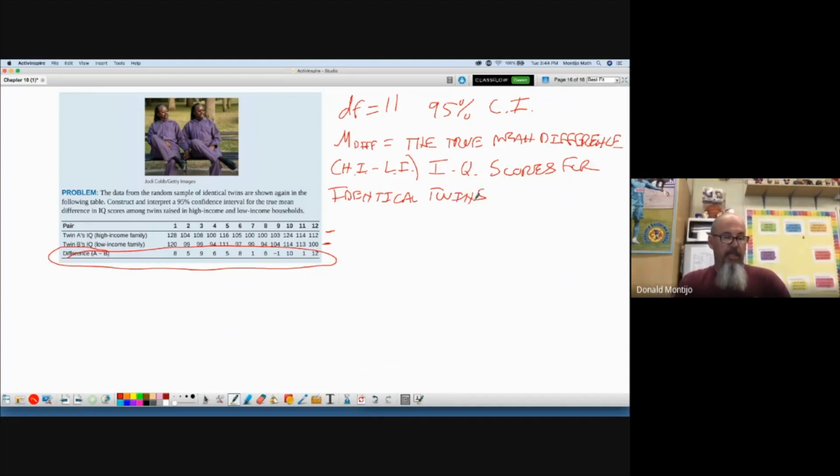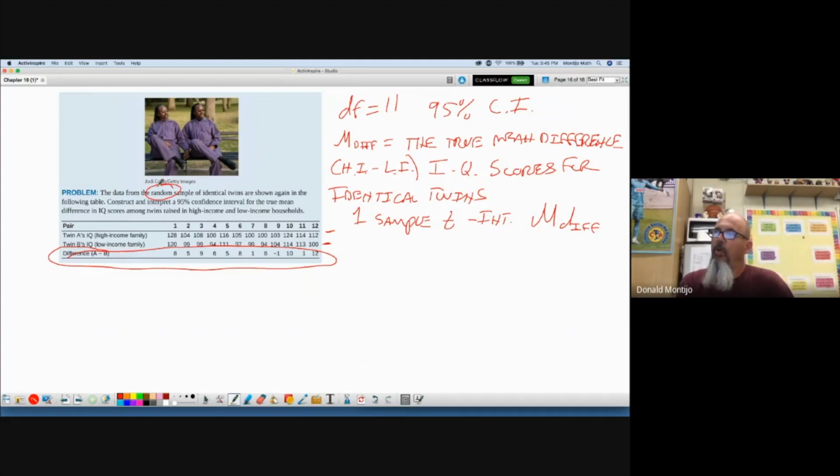How am I going to do this? Oh, this is a one sample t interval for the mean difference. Am I allowed to do it? Random, it's a good start.